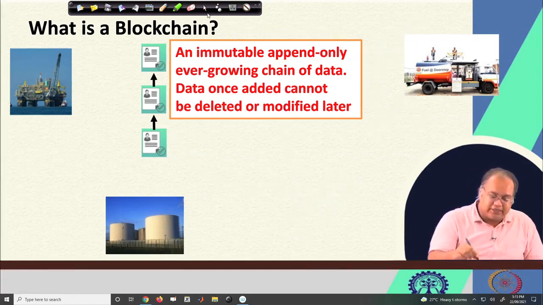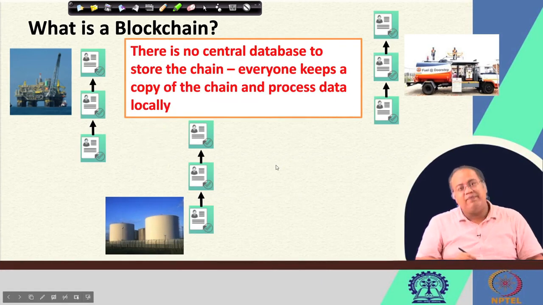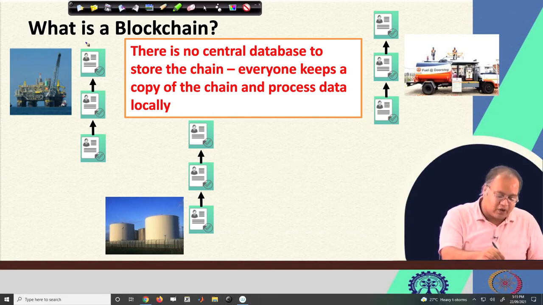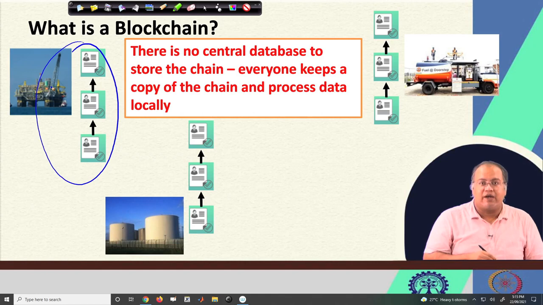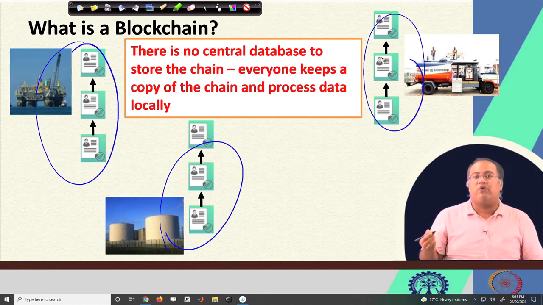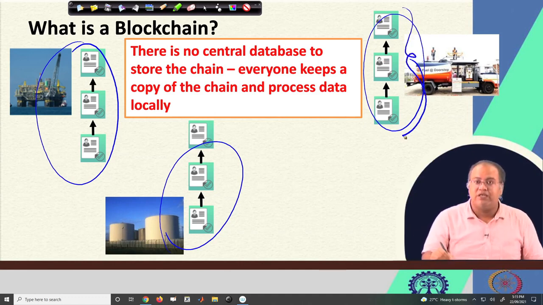So the thing works in this way. Every individual player maintains their copy of the blockchain. Here I have one copy of the blockchain for this particular organization. This organization, which is possibly a refinery, maintains its own copy of the blockchain. Then the distributors also maintain their own copy. So everyone is maintaining their own copy of the blockchain, and they process the data locally. Whenever you need to find out something, you just do a local processing on that data source and find out the answer to your question.